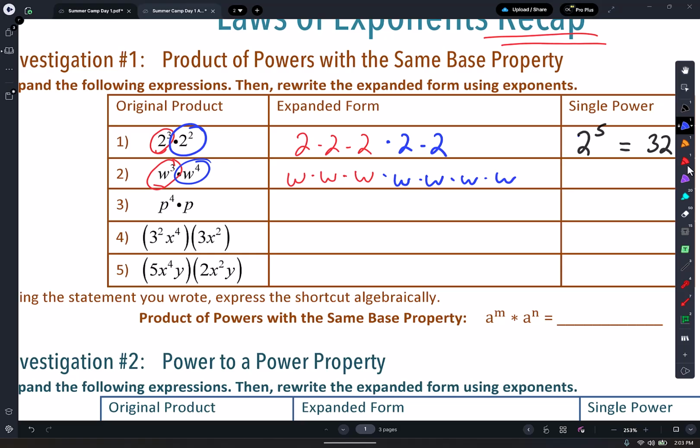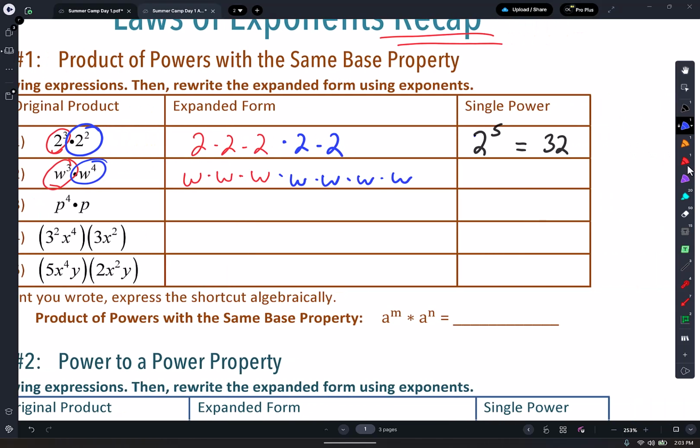How many W's do you see? 7. So I'm going to write W to the 7. There it is. See? So technically, you're just adding the two exponents together. That's what I'm doing. When I get to here, that's my conjecture. You guys have geometry. All right. Cool or not cool? Check it out.